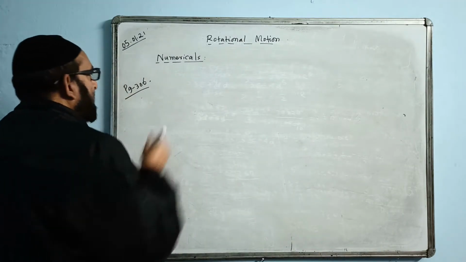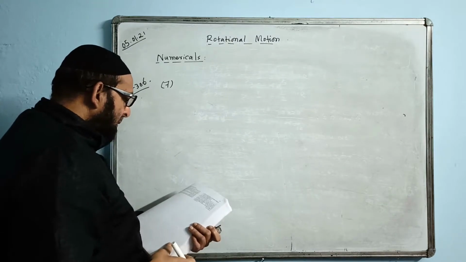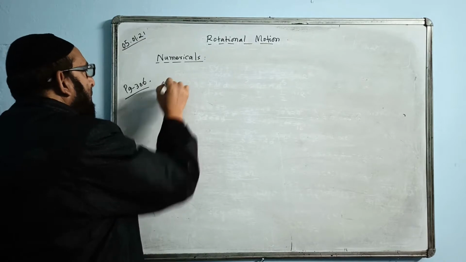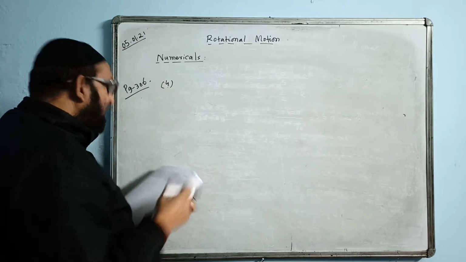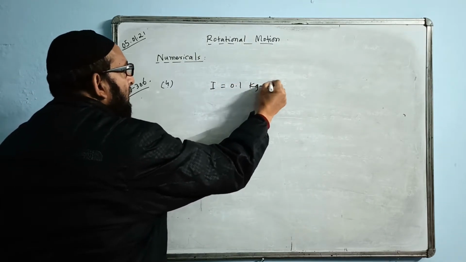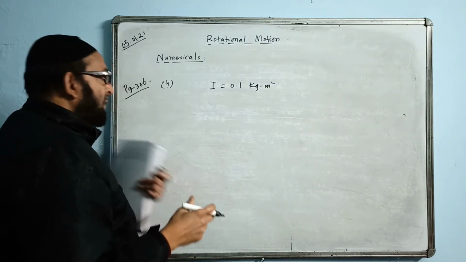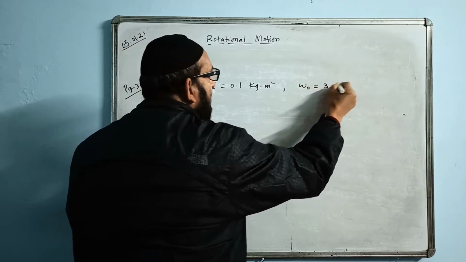Number 7. Question number 4 I will do first. A wheel of moment of inertia 0.1 kg meter square, that is I value is given 0.1 kg meter square, is rotating at 3 rps. That means the initial speed is given, 3 rps.